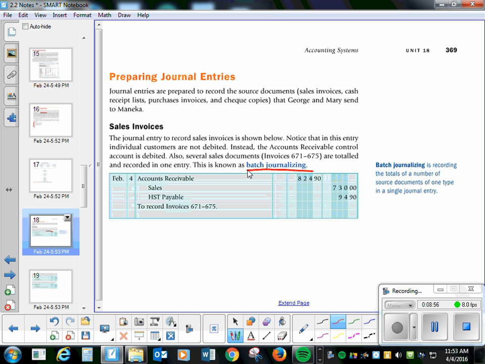So in this one, we have accounts receivable, sales, and HST payable. Now, they don't need to include in the back of this who the accounts receivable was for, because the other two employees in accounts payable and accounts receivable have already done that part for us.